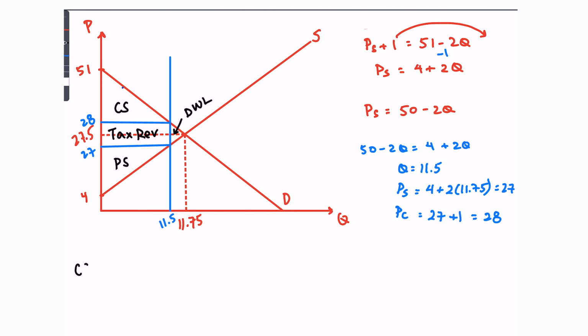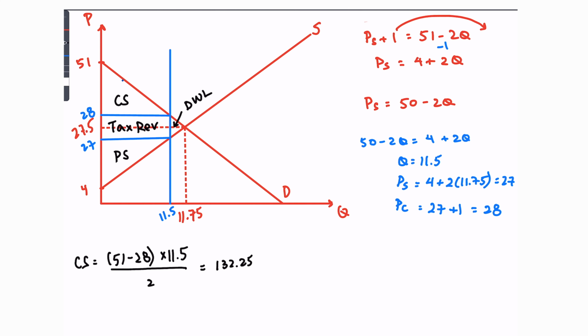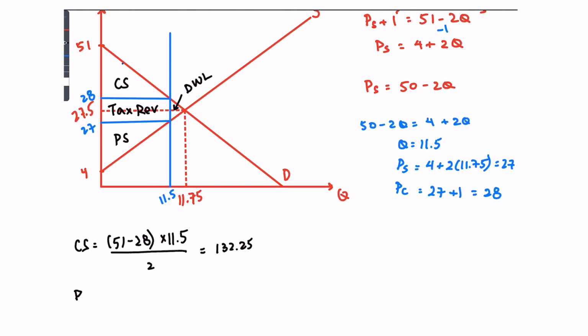Okay, so consumer surplus is just that triangle. So the difference between 51 and 28 times 11.5 divided by 2. So the consumer surplus is 132.25. Producer surplus is the difference between 27 and 4 times 11.5 divided by 2. Also 132.25.